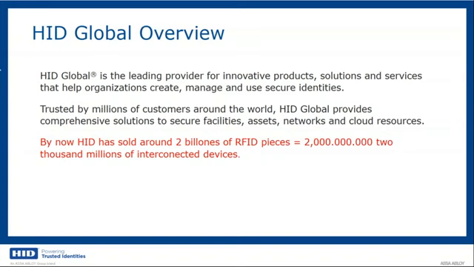One thing that is really important to get from this slide is that we do not only provide identities, we provide secure identities, okay? So we can say that we have sold more than 2 billion RFID pieces, but also those pieces are trusted by millions of customers around the world to use them in their facilities to help them secure their facilities, their assets, their networks, and also right now, their cloud resources, okay?